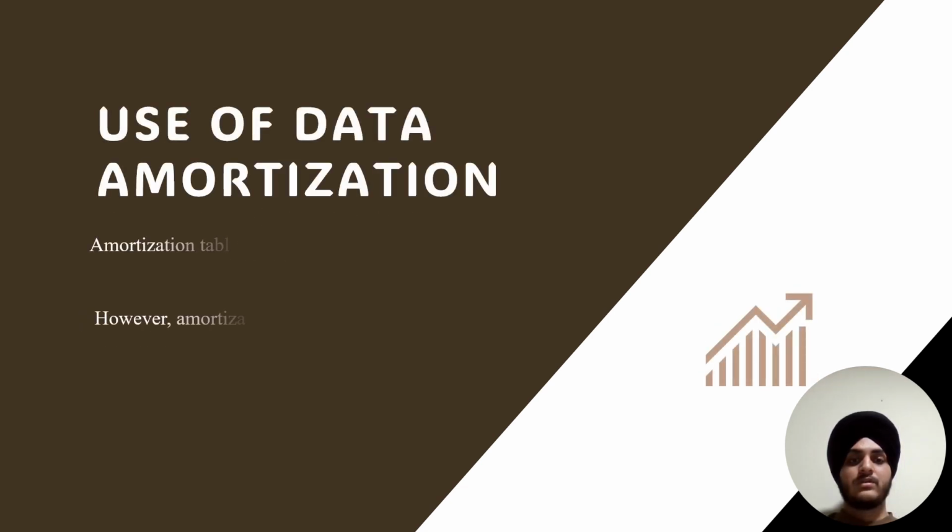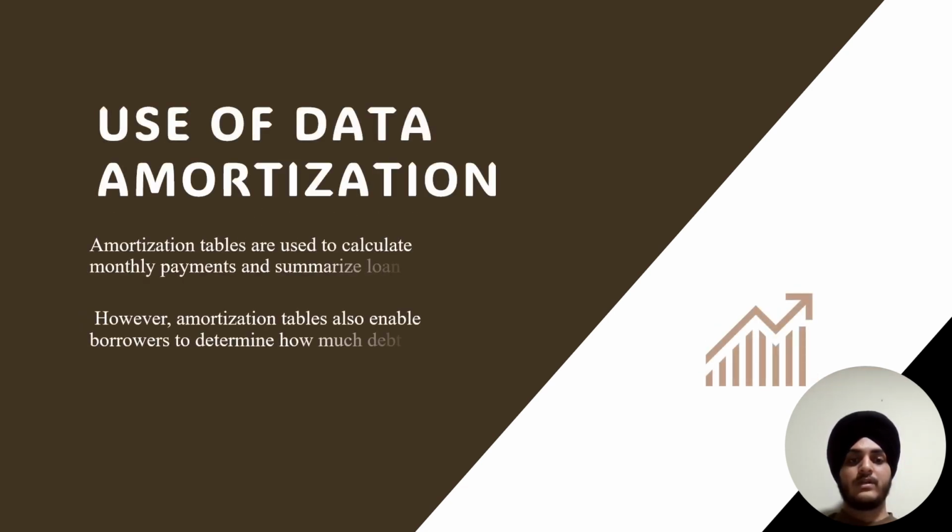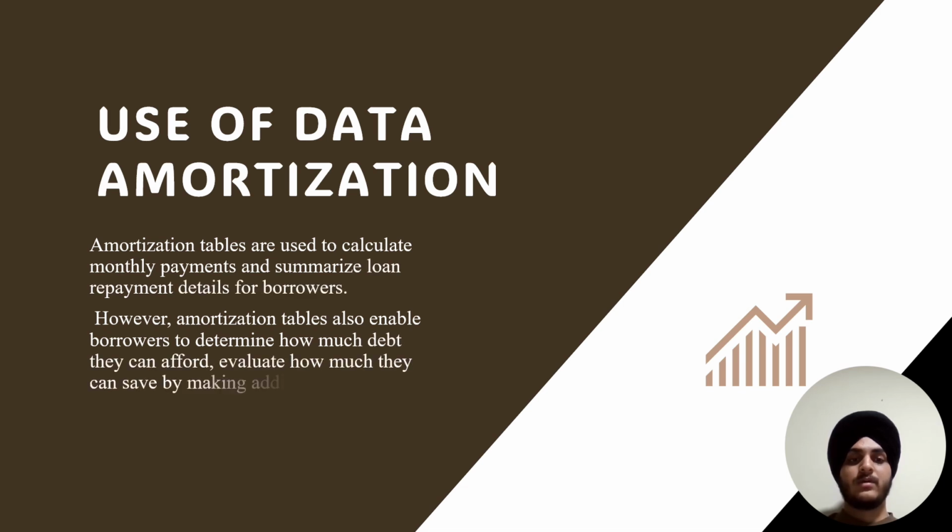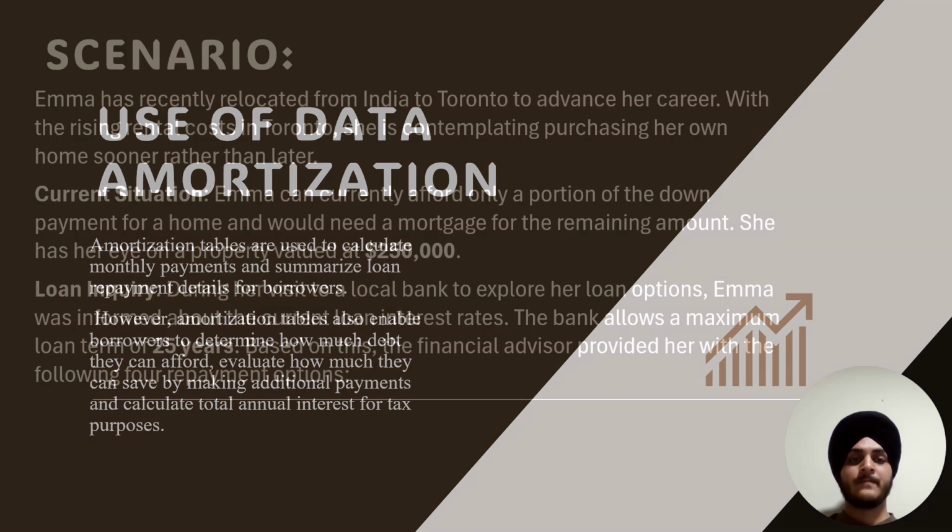And also, what is the use of amortization? Amortization tables are used to calculate monthly payments and summarize loan repayment details for borrowers. Amortization tables also enable borrowers to determine how much debt they can afford, evaluate how much they can save by making additional payments, and calculate total annual interest for tax purposes.